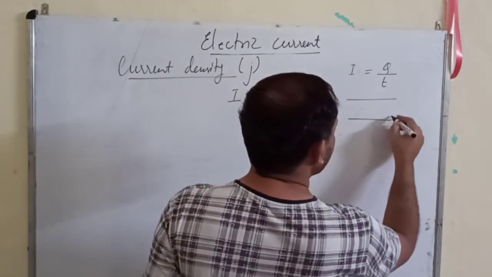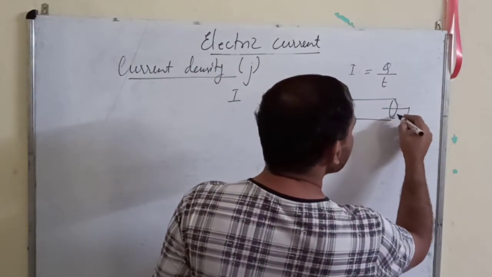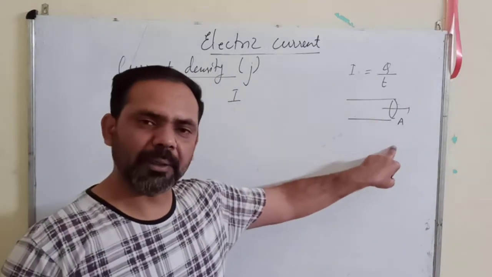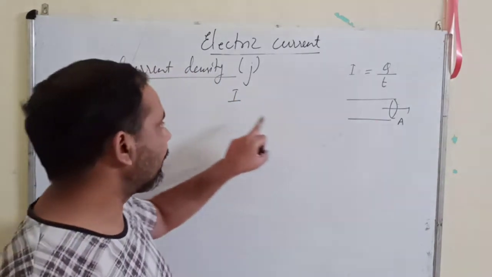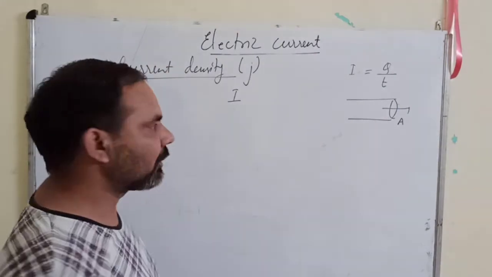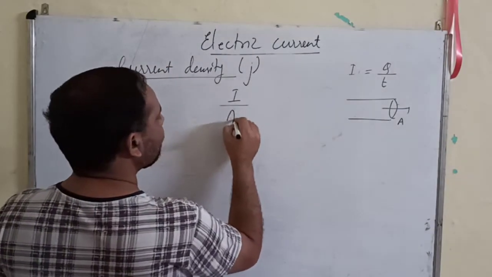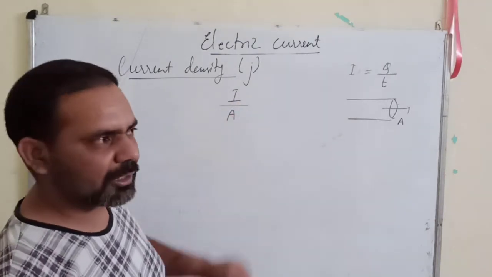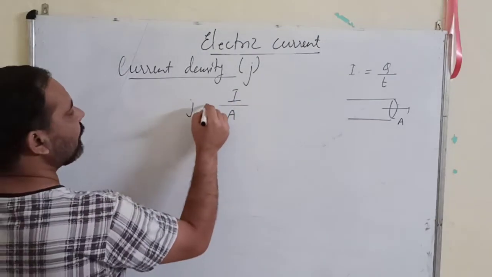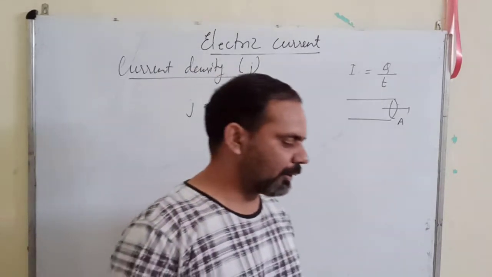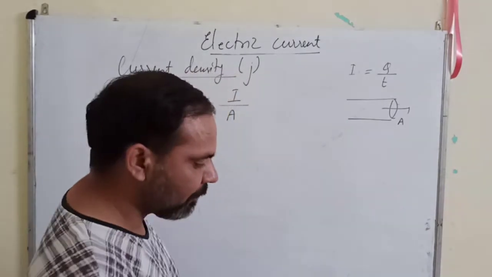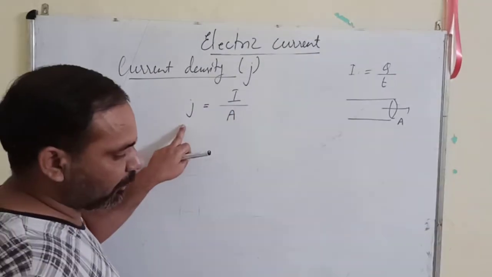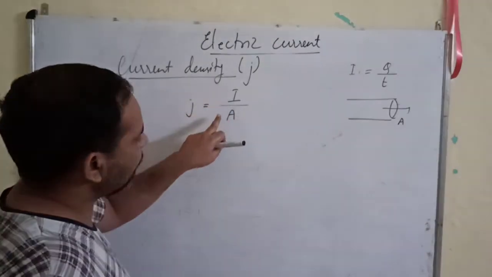Suppose you have a conductor, then you consider the cross section, and through that cross section, how much charge is flowing in unit time. That was your current. So current is defined over area. So the density of current is I upon A. The current flowing through the conductor per unit cross sectional area is simply called J, the current density. So how do we find this J? The formula is J equals I upon A.